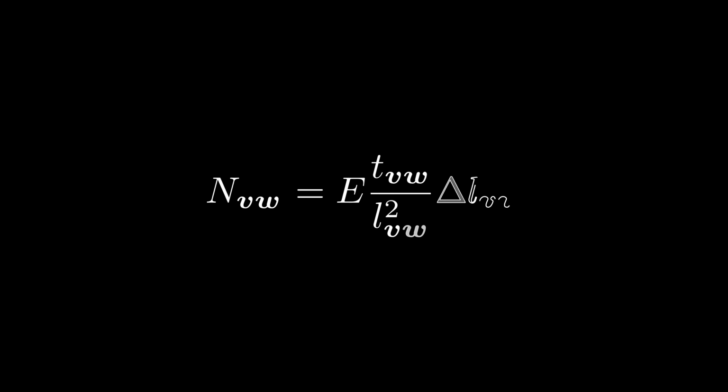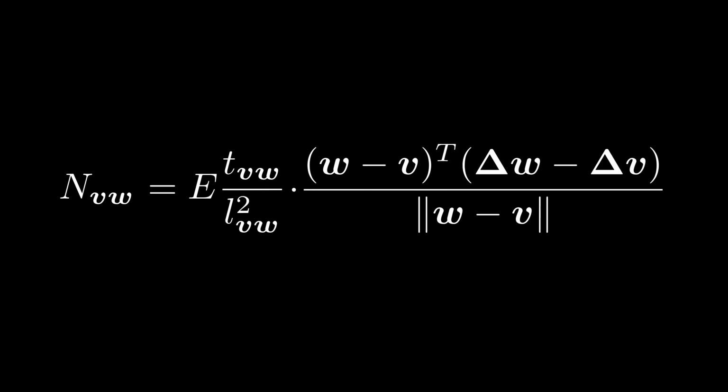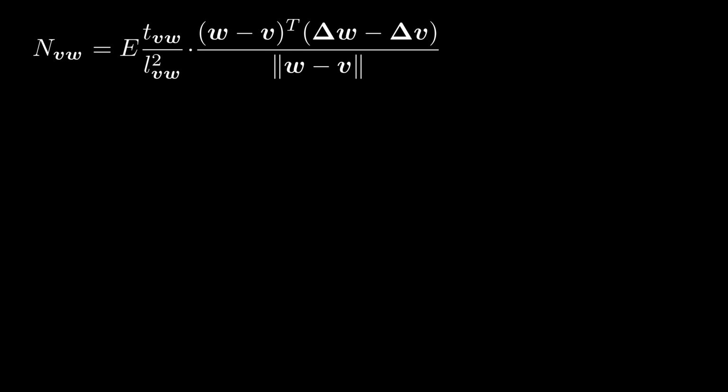Now we can take our previous formula for NVW and replace delta LVW. More precisely, we can replace delta LVW with the first order Taylor approximation from the previous statement. Now remember that the force has a direction and a magnitude, which implies that the force can be represented by a vector. But up to this point, NVW is only a number representing the magnitude of the internal normal force NVW.